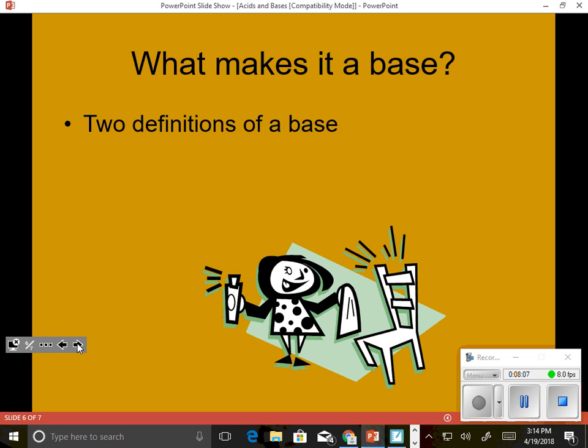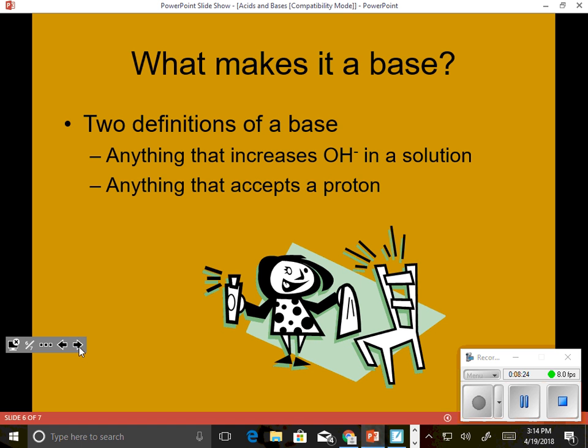Instead, there are 2 definitions that I would like you to be aware of what makes something a base. The first is anything that increases the hydroxide, the OH minus concentration in solution. Hopefully OH minus looks familiar to you. That is a polyatomic ion, hydroxide. The second thing is anything that can accept a proton. Notice how that's kind of the exact opposite of an acid definition of donating a proton.